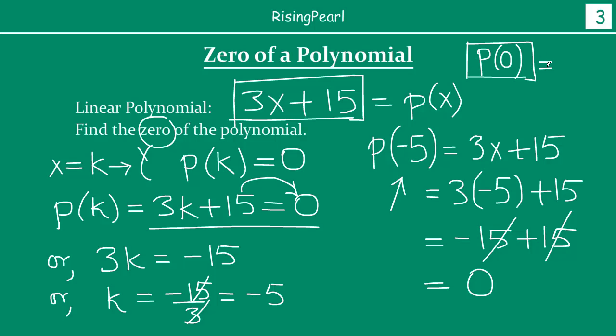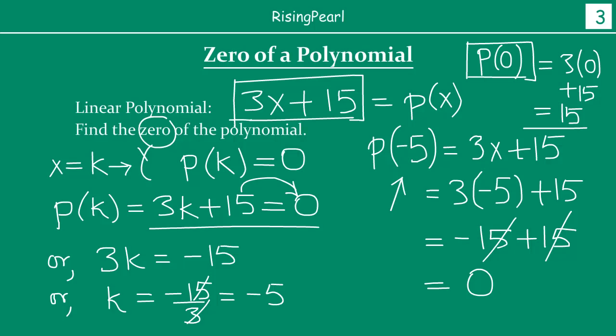To do that, we will simply put x equal to 0. So this will become 3 times 0 plus 15. Now 3 zeros are 0, so the answer is 15. Meaning that at x equal to 0, the value of the polynomial is 15. This is very different from the 0 of the polynomial. The 0 of the polynomial again is such a value at which the value of the entire polynomial becomes 0.